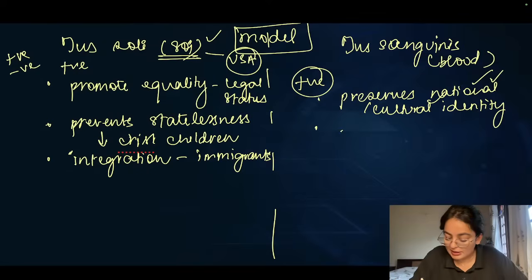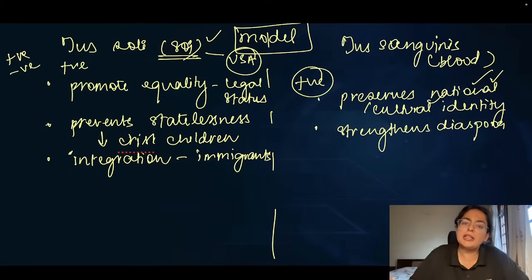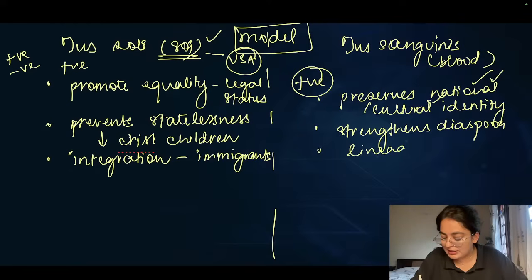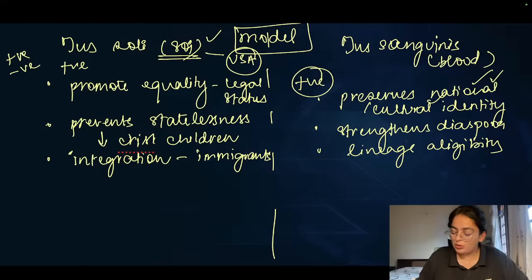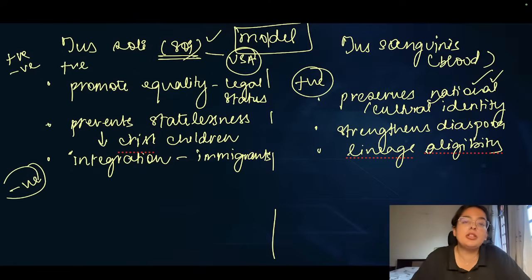It strengthens the ties with your diaspora. That means your diaspora can anytime come to India and therefore claim this across generations. It provides a clear lineage based eligibility. So it is easy to have legal access, right? But now the negatives also are there for this model.